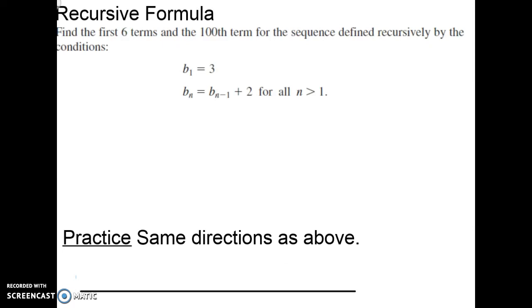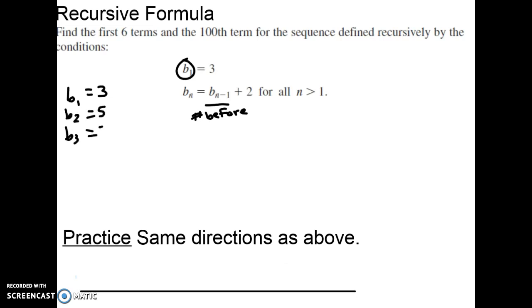Okay, so it says find the first 6 terms, find the 100th term, defined recursively. So here they tell us what B1 is. Well, we need some place to start. So our first term is 3, and then what it says here is take the number before it. That's B of n minus 1. That's the number before, and add 2. So here, this is going to be 5. We just add 2 to it.